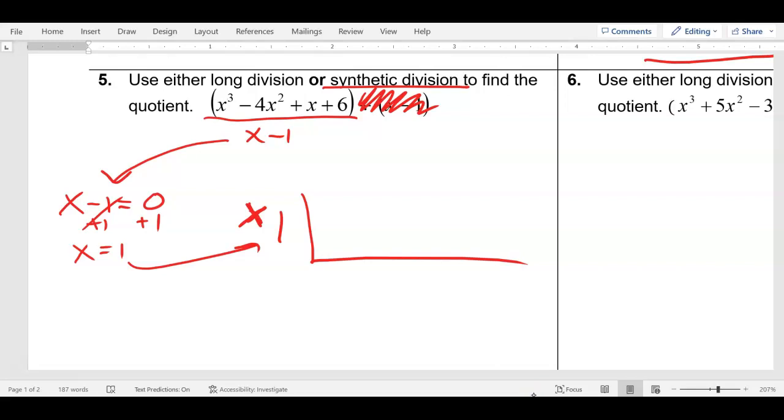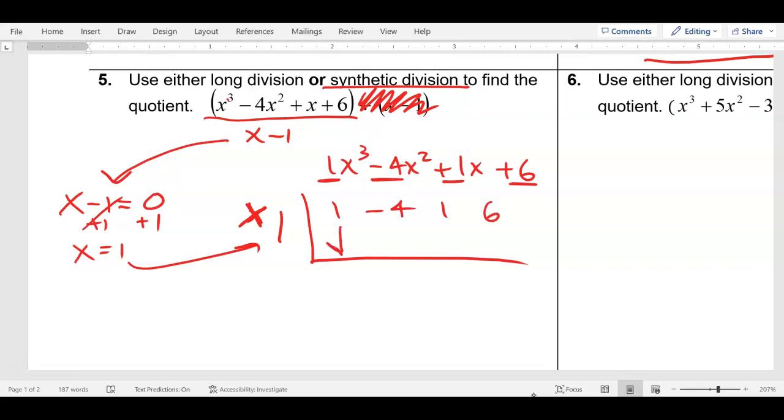Now, I have 3, 2, 1, 0, so all these terms are good. I have a 1x cubed minus 4x squared plus a 1x plus a 6. So all these coefficients, 1, negative 4, 1, and 6, are going to go right here. And then we're going to do the synthetic division.